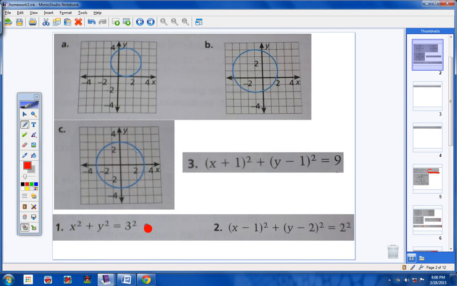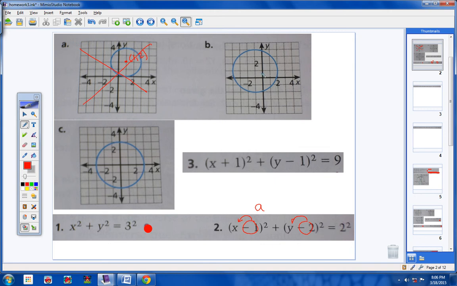So actually, let's just take a look here at letter A, if you would. Notice that the center here is over 1 and up 2. So the center is 1, comma 2. That's a huge help. That means we're looking for an equation that has a negative 1 and a negative 2 in the parentheses. We'll look at this. Negative 1 here with the x and a negative 2 with the y. So this one here, number 2, has to be letter A.